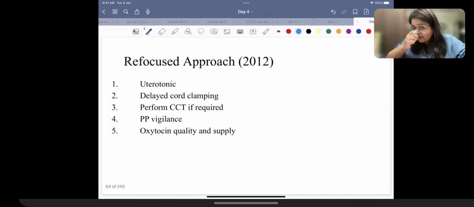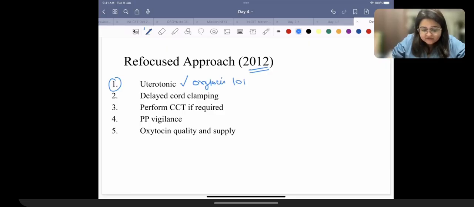Then in 2012, the WHO came out with another document with a refocused approach. What was this refocused approach? Number one, they said you have to give a uterotonic, the same oxytocin 10 units IM or IV is the drug of choice. This you have to give. They also introduced a new concept. This was newly introduced, delayed cord clamping.